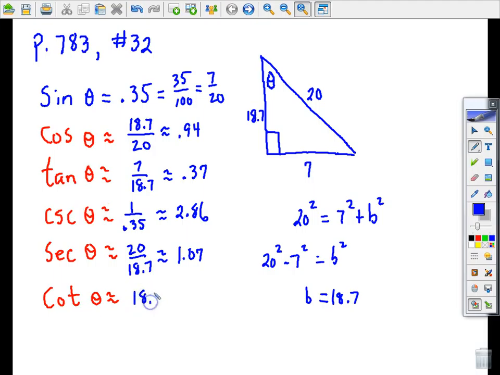And then finally, cotangent, of course, is the inverse of tangent. So we're going to flip over the fraction, 18.7 divided by 7, and do that in our calculator. And we get 2.67142 and on and on and on. And so we'll just say 2.67. All right, and so that's it. That's your answer for number 32. All the other trig functions.